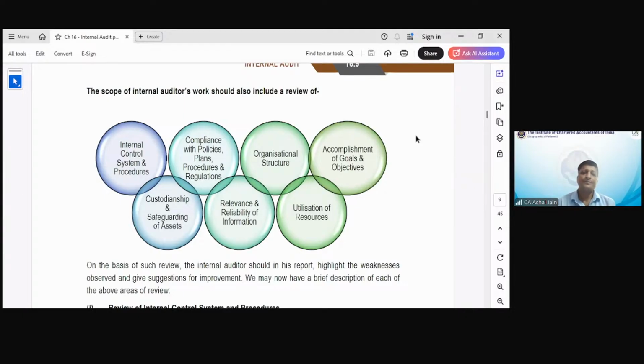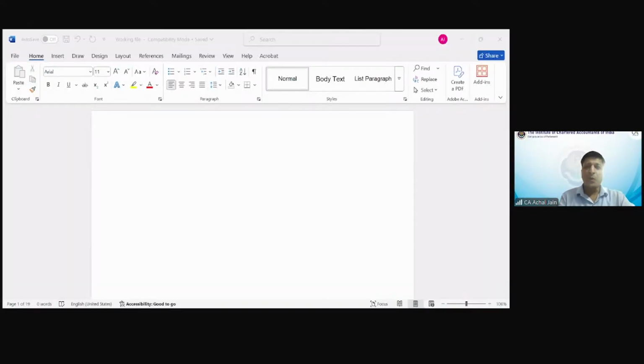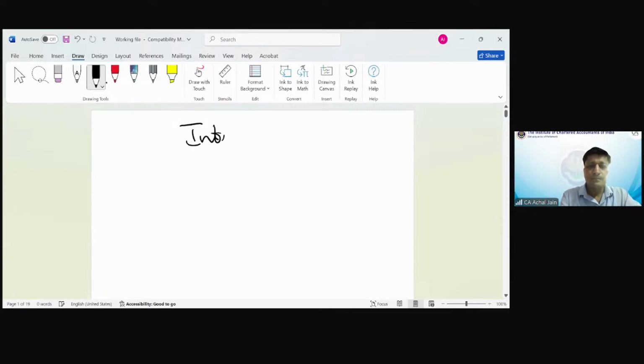Correct. Now, as far as internal audit is concerned, there's one more aspect which is attached to that. So let's try to understand. See, when it comes to the internal audit, you can have this structure of internal audit of two types. Now, this is again important. So let's try to understand this. Internal audit.